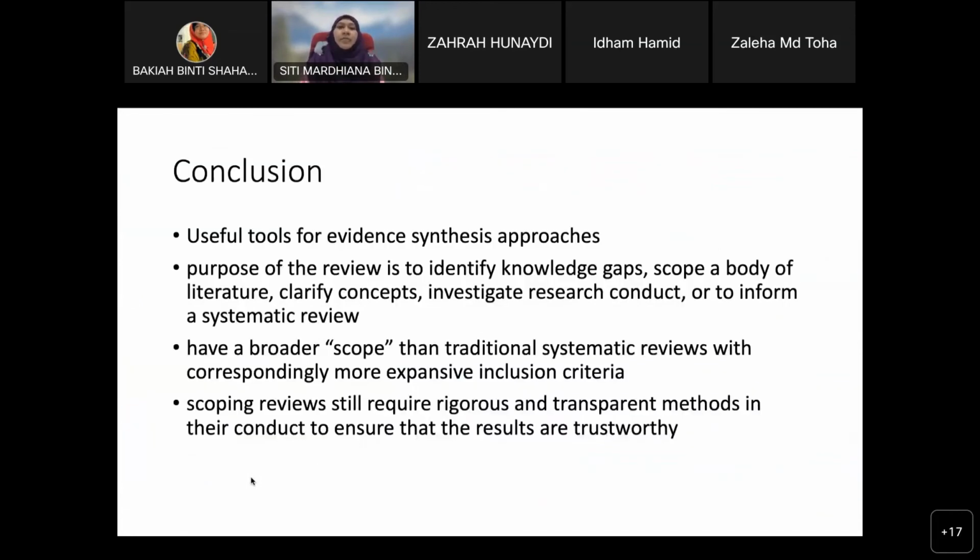All right. So as a conclusion, scoping review is a useful tool for an evidence synthesis approach. The purpose of this scoping review is to identify knowledge gaps, to scope a body of literature, to clarify concepts, to investigate the research conduct, or to inform, okay, as a precursor to systematic review. Compared to systematic review, it has a broader scope, however, although it has a broader scope, it still requires rigorous and transparent methods in its conduct to ensure that the results are trustworthy.